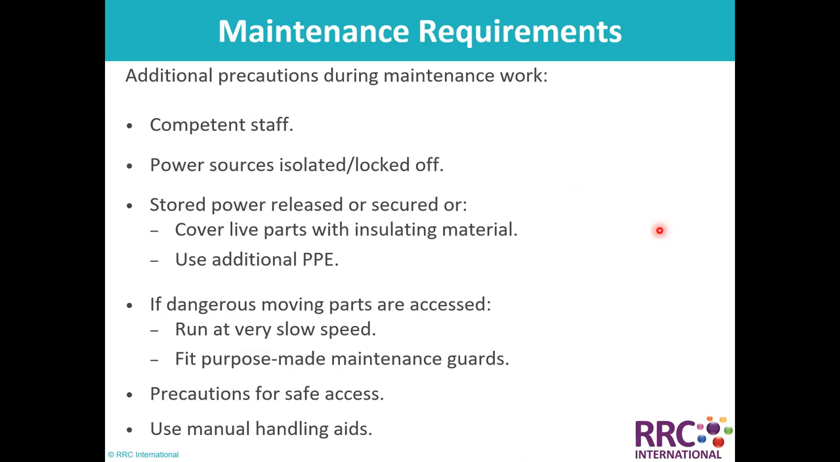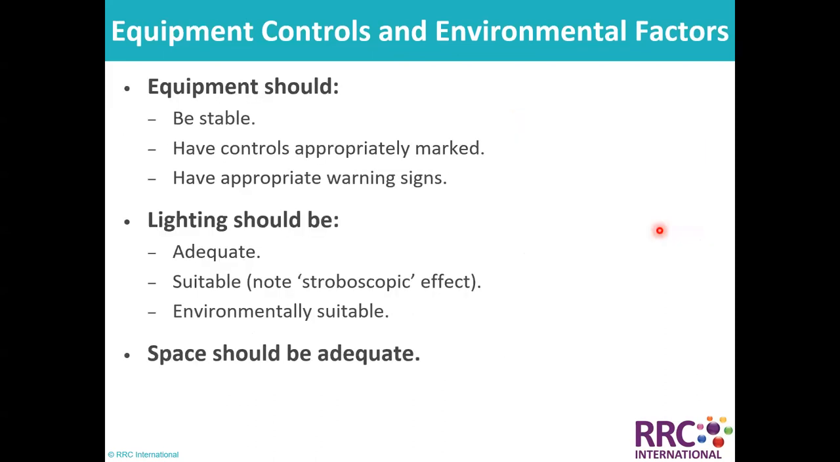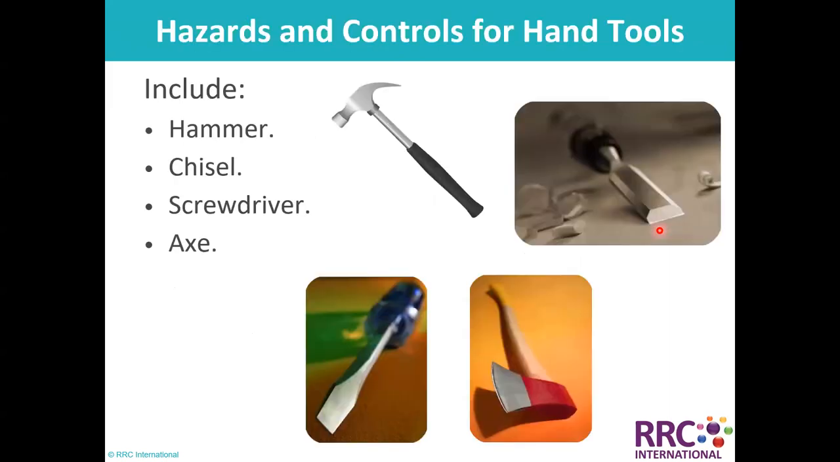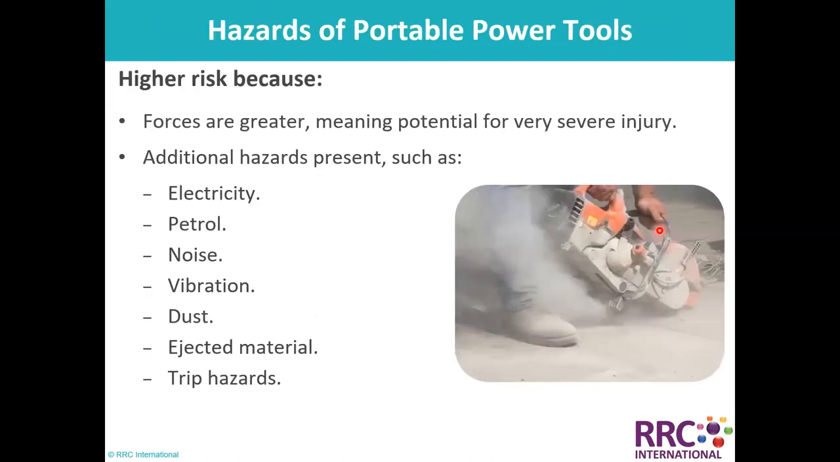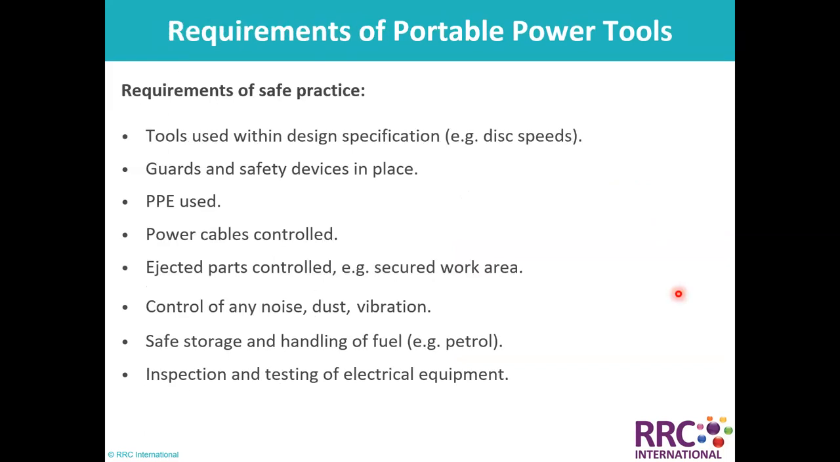After that, what did we discuss? We discussed about different control measures, okay, or the factors, including the controls, including the emergency stop, equipment, lighting, and space. Then we move to the discussion of hand tools and power tools, where we discussed about different kinds of hand tools, their hazards and controls. After that, we move to the different kinds of power tools. Basically, these are also hand tools. We discussed about their hazards and controls. And also we discussed about the requirements of safe practice. That was the end of our module 2.